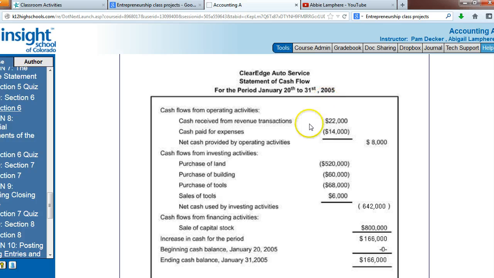Something I want you to notice, same thing in this statement as the others. We add the numbers in the left column, and then we put the totals in the right column. So like in this next section, cash flows from investing activities. So we purchased some land, building, tools, and then we sold some of that investment. So they are calculating the numbers on the left and recording the total on the right. Cash flow from financing activities, sale of capital stock.